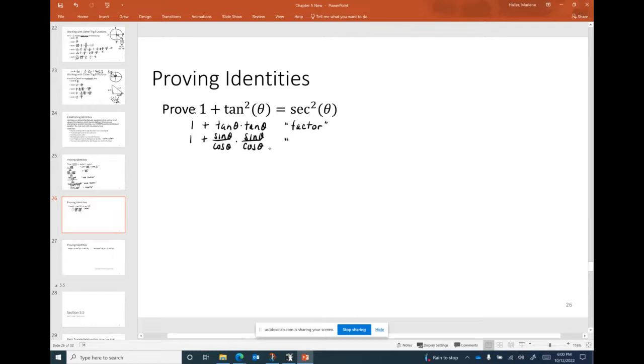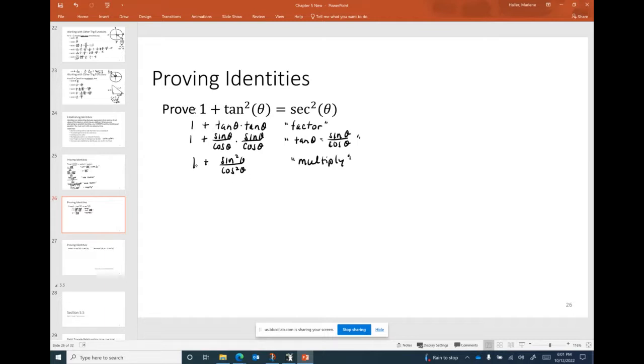Okay, and my justification for that is the fundamental tangent identity, which says tangent of theta is equal to the sine over the cosine. All right, let's simplify that. So we'll write it as 1 plus sine squared theta over cosine squared theta. Simplify or multiply? I'll say multiply, I guess, since that's what we did.